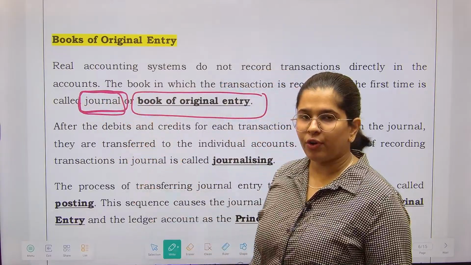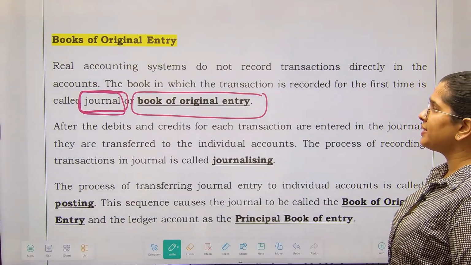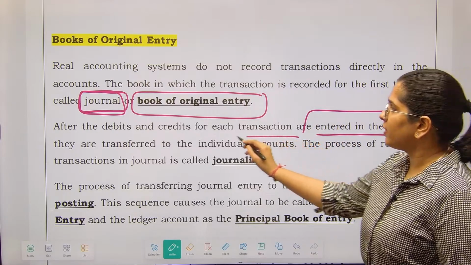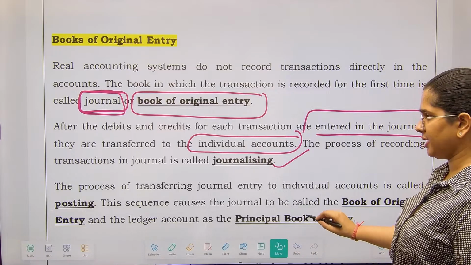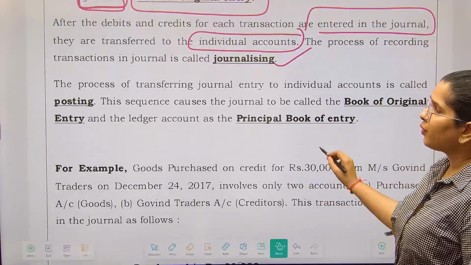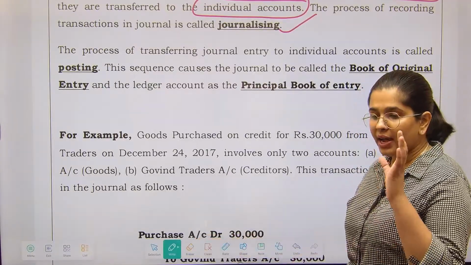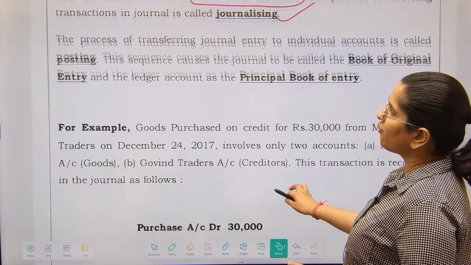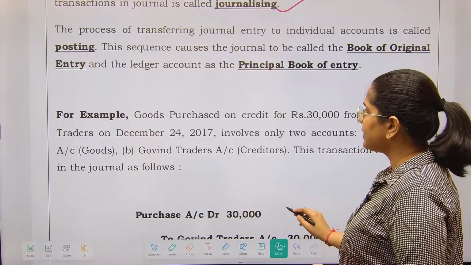Right? Book of original entry, also called the journal. Once the debits and credits for each transaction are entered, they are transferred to the individual accounts, and it is called posting. Post that, we create a ledger account and we summarize all the transactions. So, book of original entry and the ledger, the principal book of entry. Let us see the example.